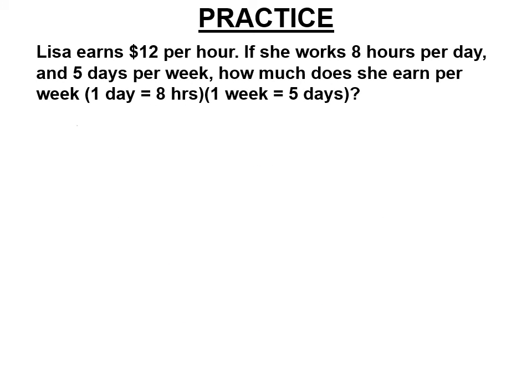Lisa earns $12 per hour. All right, so $12 in 1 hour. If she works 8 hours per day and 5 days per week, that's saying 1 day equals 8 hours, right? And 1 week equals 5 days, right? Because you don't work 7 days, hopefully. Okay, so we're going to need 2 conversions, it seems like. And we want this answer in earned per week.